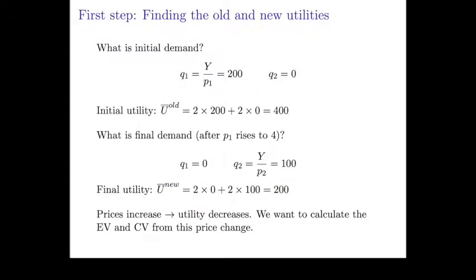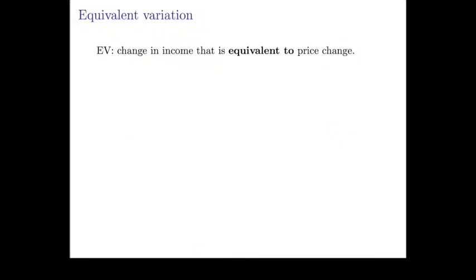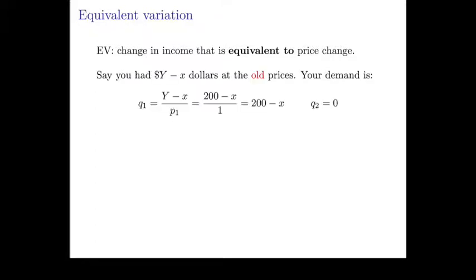So when the price of good 1 went up from 1 to P1 prime, which is 4, that caused a decrease in the utility. So what we want to do now is calculate the equivalent and compensating variations from this price change. Let's start with the equivalent variation. Remember, the equivalent variation is the change in income that is equivalent to the change in price. So if I were to take away EV dollars, it would be equivalent to increasing the price.